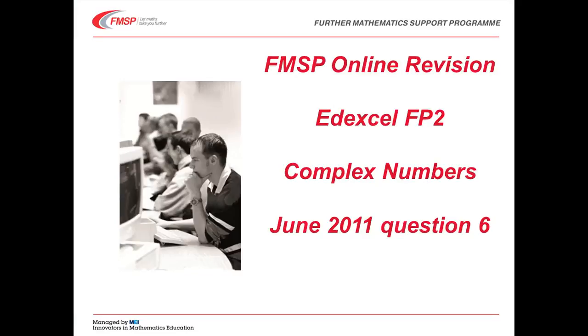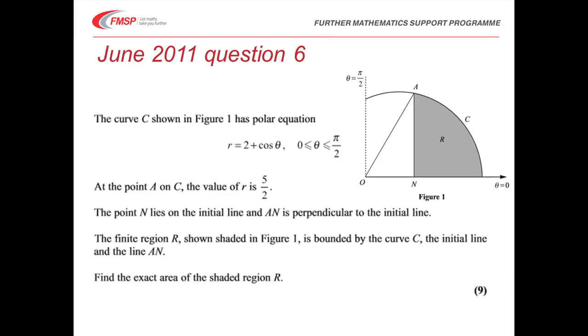We're going to be looking at the Edexcel FP2 question on complex numbers from June 2011, question 6. In this question, we're given the polar equation of the curve C, and we're also told that there's a point A, which is a distance 5/2 units from the origin.